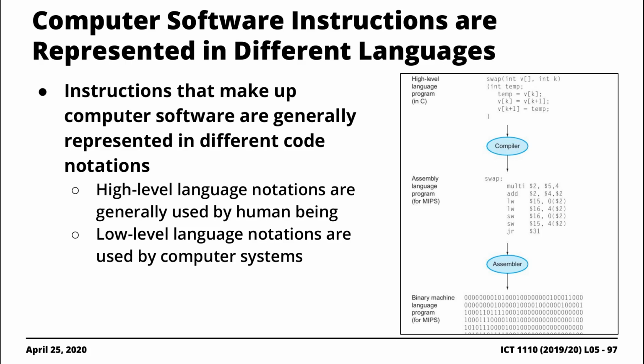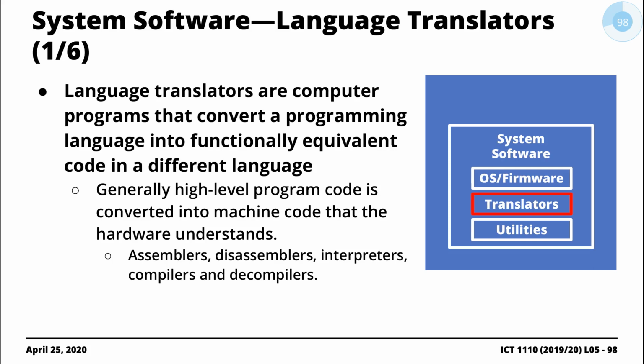The sole purpose of language translators is to be able to convert a program that is written in one notation into an equivalent different notation. In this particular example, you'd be converting a program written in a high-level language into its equivalent low-level notation or low-level language, right? And it's kind of funny, a kind of chicken-and-egg problem, but language translators are themselves computer programs, right?